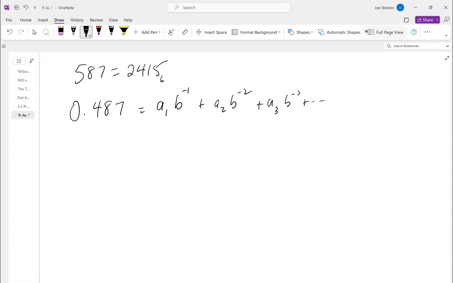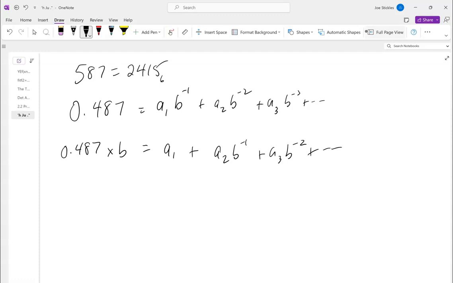I want to try to get a handle on each of these digits as we go. Well, let's first focus on how we can get the a1. If I want to get the a1 all by itself, what would I need to do? Yeah, multiply by b, right? That'll get the a1 by itself. So you would take this 0.487, whatever that happens to be, times the b. That'll be a1 plus a2 b to the negative 1, a3 b to the negative 2, and so on up the line, right? We agree with that?